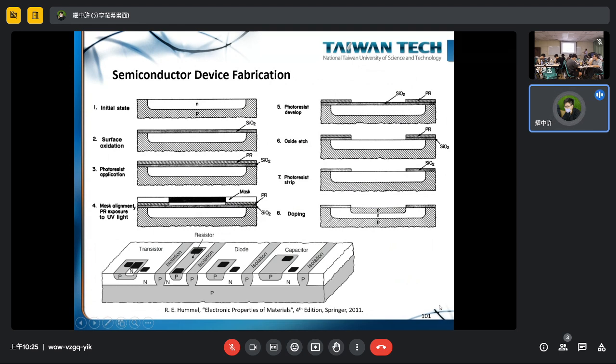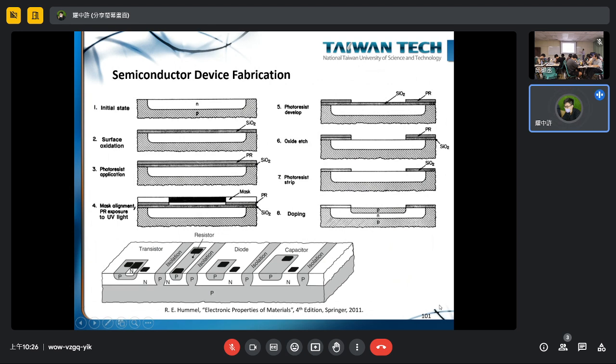If you try to come up with an electronic device, we need to do the patterning. The point of this is to pattern different regions on the wafer. We start with the wafer. Originally, they're either P-type wafer or N-type wafer, and we use some photoresist on top to do the patterning.